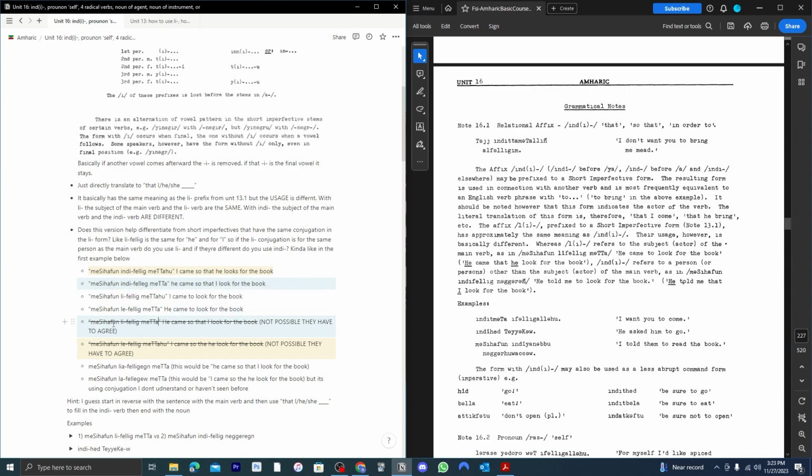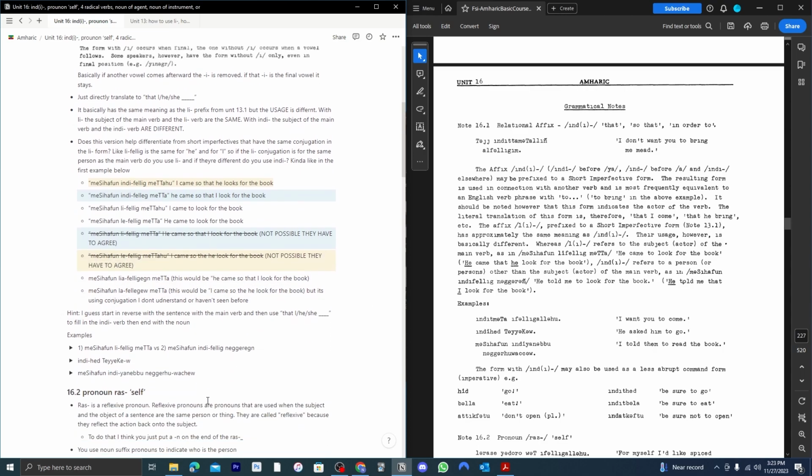You can't do mesafun lefelig meta and say he came so that I look for the book, or mesafun lefelig meta I came to sleep. Like you can't do this. These two need to agree. There is some weird one where it's like mesafun liafeligin meta, and you can use something that looks like this list system and then have this person and this person not be the same actors of the verbs, but I actually haven't seen this before.